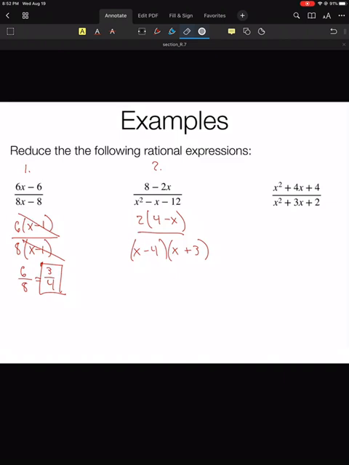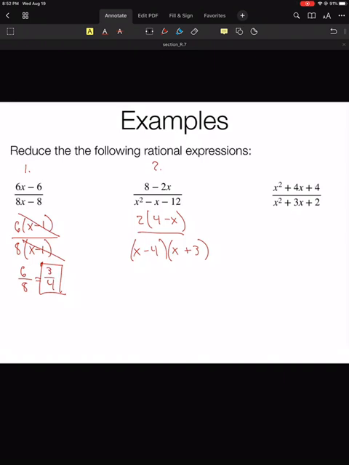So now I have, I'll get rid of these extraneous marks there. All right, I have 2 times 4 minus x over x minus 4 and x plus 3. So there's nothing really in common here. Okay, I can't cancel out 4 minus x and x minus 4. They are not the same thing. But I have to think, is there a way that I can tweak one of them to get it to look like the other one? And the answer is yes.